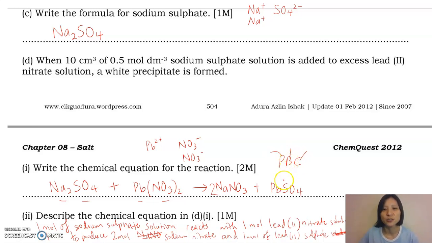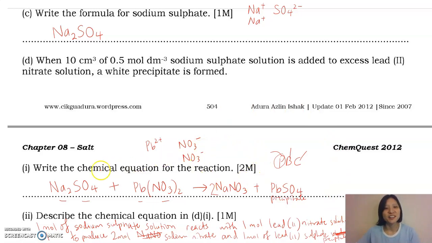CaSO4 is insoluble. So this PbSO4 is insoluble. Lead 2 sulfate is insoluble. So this is actually a precipitate. So it produces 1 mole of lead 2 sulfate precipitate. Maybe what I should have done was to move this question to another page.